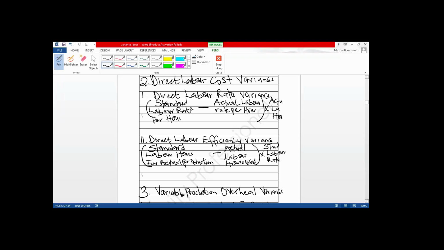To calculate direct labor efficiency variance, this is calculated as standard labor hours for actual production.